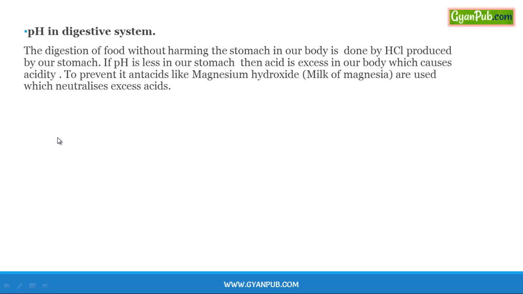And pH in our digestive system. In our digestive system, HCl is produced to kill the germs in the food and to digest the food without any germs. This hydrochloric acid kills all the germs in the food we take in and digests the food without destroying the stomach. And if the acid produced in our body has a pH less than the required range, that is, if the pH is low in our stomach, then acid is in excess in our body, which causes acidity.